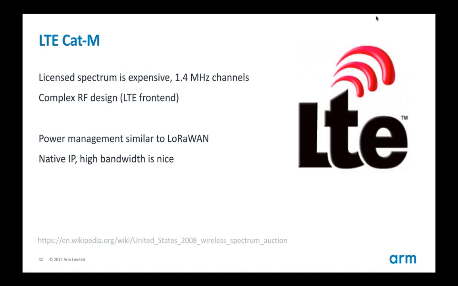For LTE Cat M, one of the downsides is that the RF design is relatively complex. I mean, it's an LTE front end that you need to integrate, so potentially that's going to lead to higher module costs if you compare it to LoRa, Sigfox, and narrowband IoT. The nice thing there is that LTE is a very mature technology. It has very high bandwidth, and thus it also has stuff like native IP. So that's all stuff that's really nice.